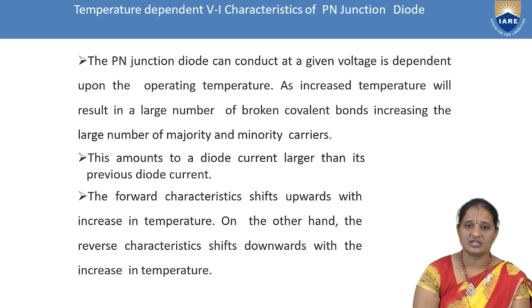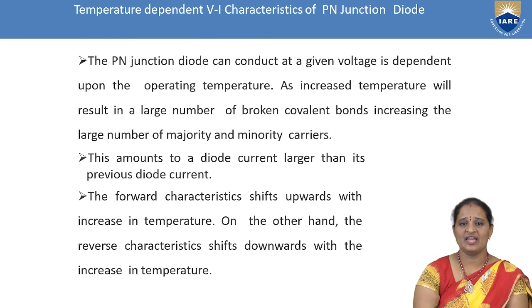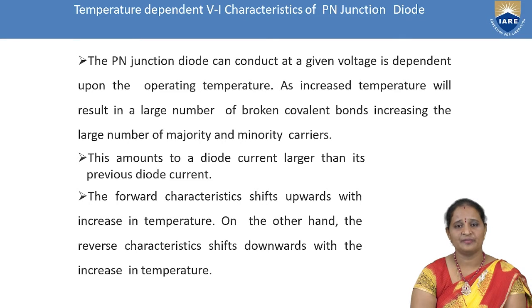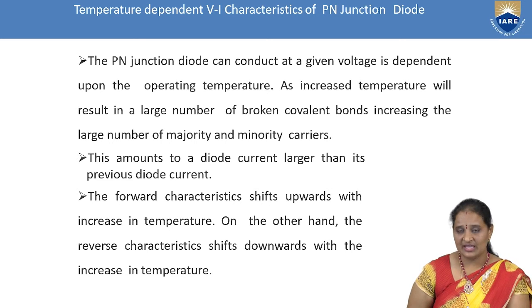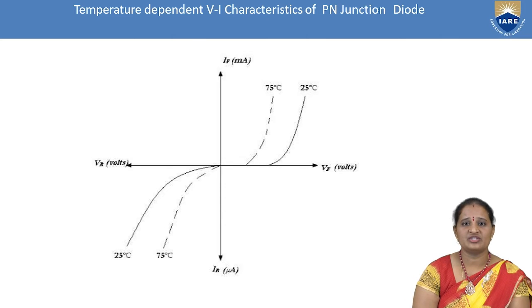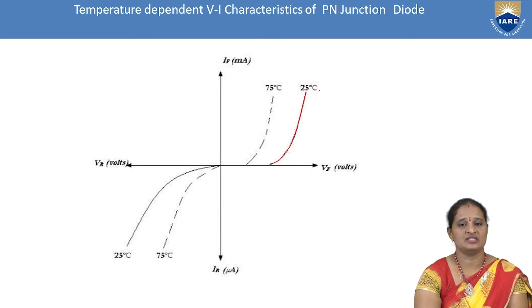This is because of the thermal energy, which increases the velocity of majority and minority charge carriers, and hence they will collide with the atoms and create more number of majority and minority charge carriers. Finally, the amount of current flowing through the diode will be increasing. And hence we can say that whenever the temperature is increased, so here if you observe this curve, this is the VI characteristic curve at temperature T equals 25 degrees centigrade.